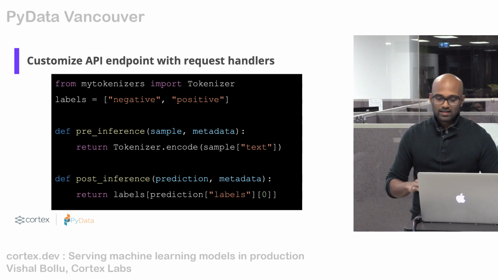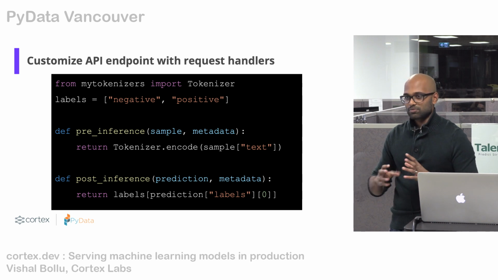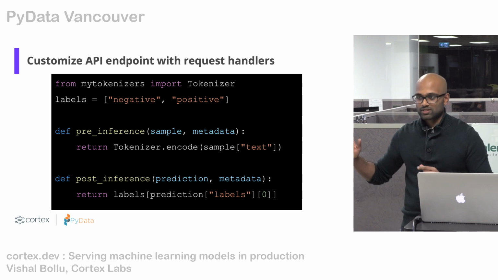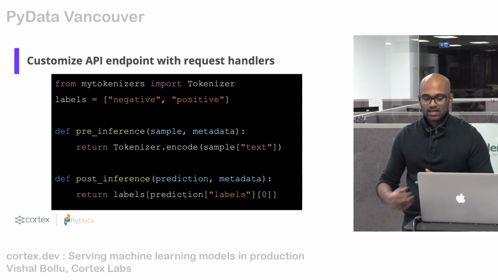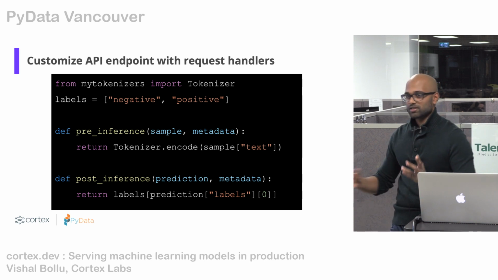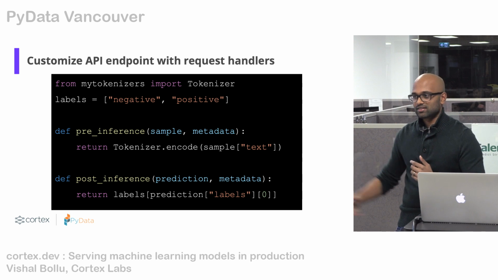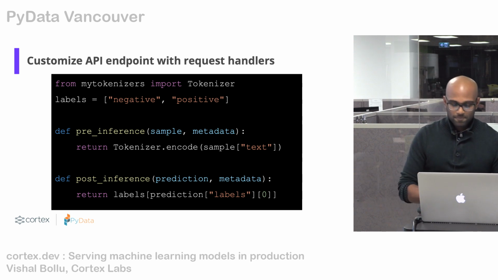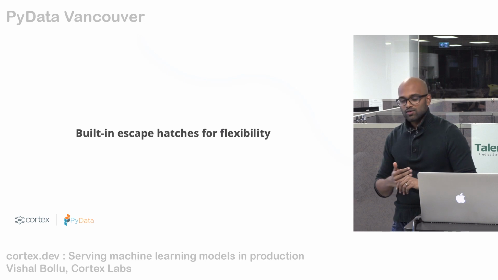Right? You want to do that in your pre-inference handler just so you can massage the data and prepare it for your model input. Similarly, when you return, you'd want to run your post-inference handler just so that the output is presentable. Right? You don't want to return a bunch of weights. You'd want to maybe take an argmax and return a label or something like that. Right. And we also built in escape hatches for flexibility.